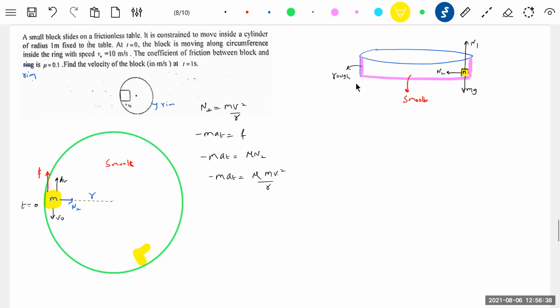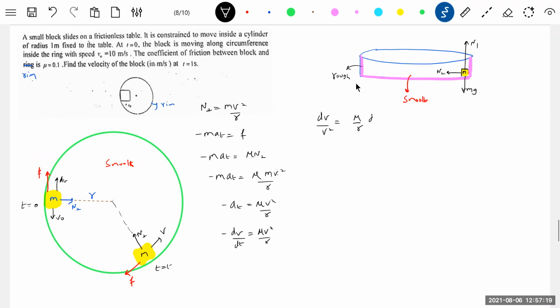No, at any instant of time, let it be here. Okay, this is at any instant of time. At time t, it will be here. That is what we are writing the equation. So minus a_t equal to mu v square by r. This a_t you can write as dv by dt. So dv by v square equal to minus mu by r dt.